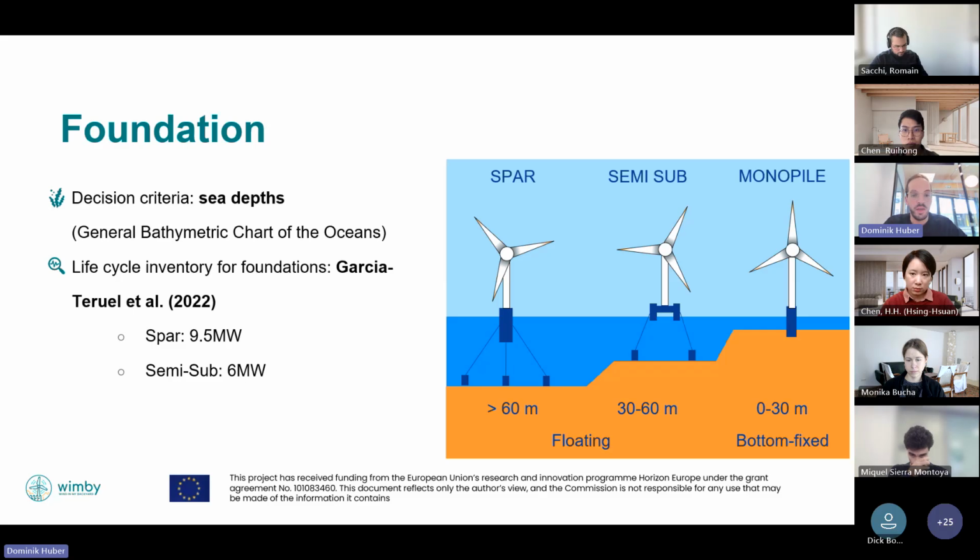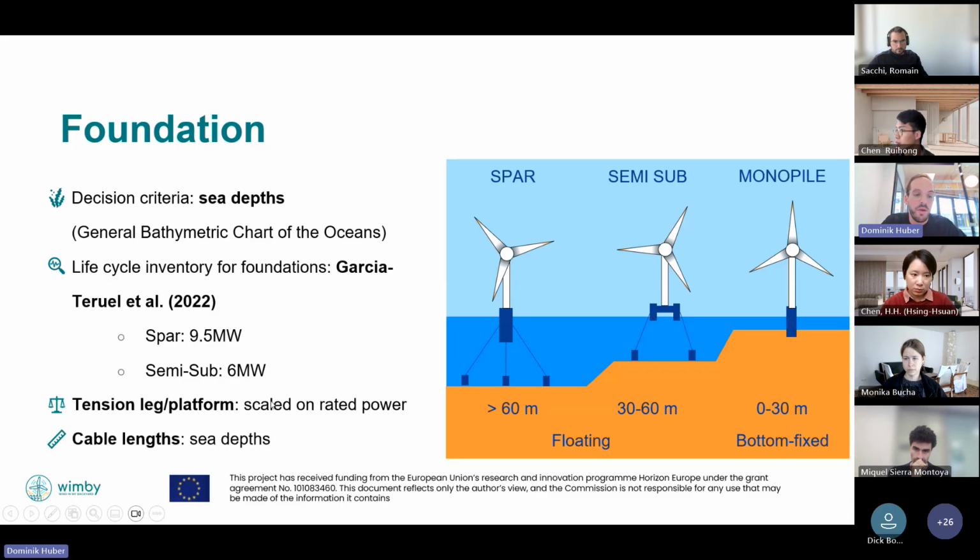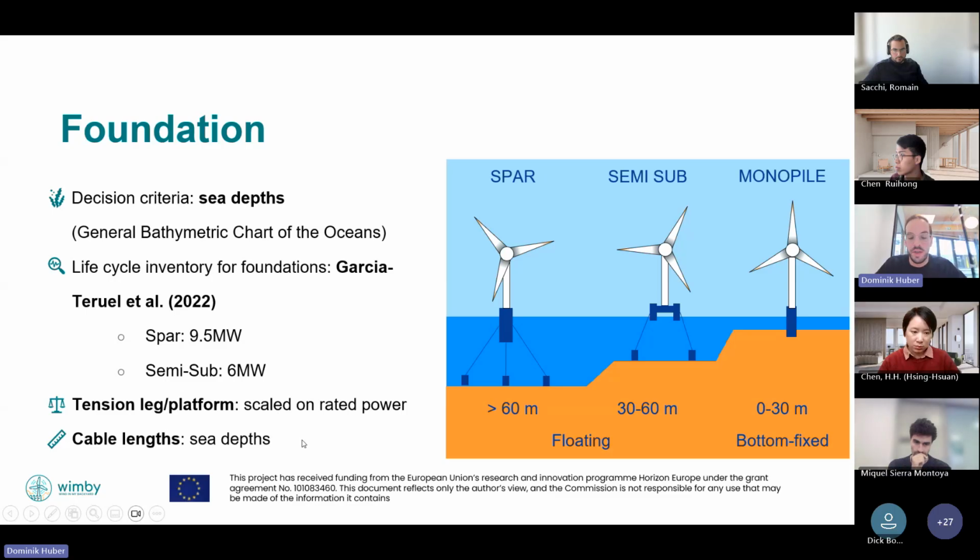Then in terms of lifecycle inventories, we used inventory data from a study published by Garcia and Terrell in 2022, which represent data from pilot studies on a spar floater with 9.5 megawatt and a semi-submersible floater of 6 megawatt. And then the tension leg, so this part here, or the platform, we scaled based on the rotor power, and the cable length we sized based on the sea depth.